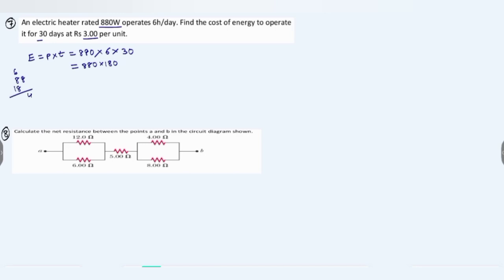88 into 18 gives 1584, then 2 zeros. So this is 158,400. This is the energy consumed, and the energy consumed is in watt hours.